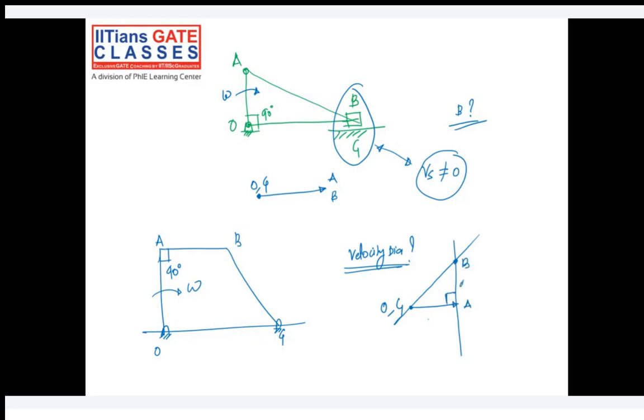One more point to be noted here: if we have a 90-degree angle between two adjacent links in a 4-bar chain, our velocity diagram will be a right angle triangle.